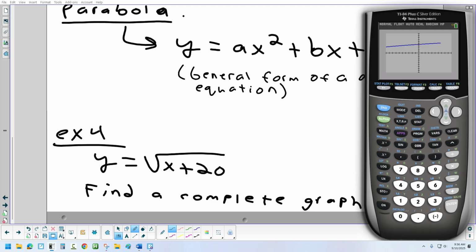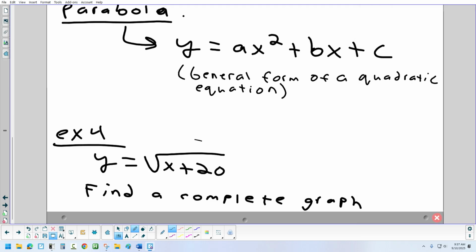Now, I will tell you that this graph is not supposed to be a straight line. So based on the screen you can see there, does that look like a good window? No, because it looks like a straight line. It's supposed to look curved. Let's think a little bit about square roots.